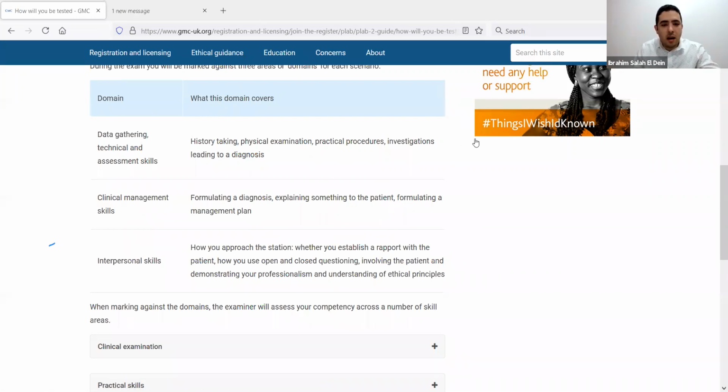So history taking is one part of the first domain, which is data gathering, physical examination, practical procedure, and investigation leading to diagnosis. One of the most common misconceptions is that the data gathering domain is only history taking. Actually, you do a practical procedure, or you do an examination, or you do an investigation in order to gather data from the patient. So all of this is a part of data gathering, and this domain equals 4 marks in the exam. So 4 marks for each domain.